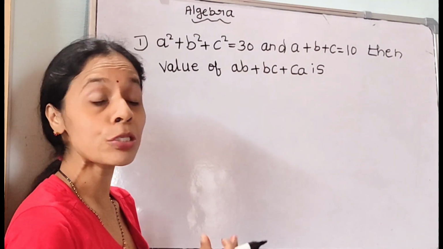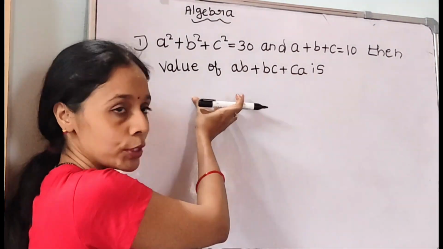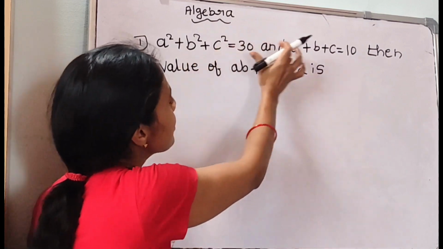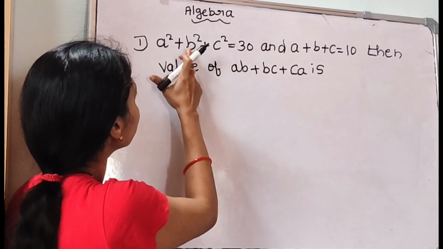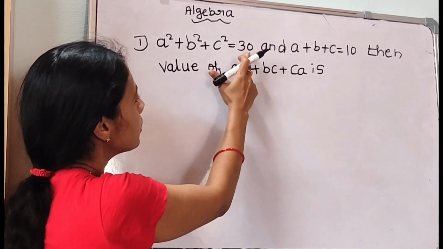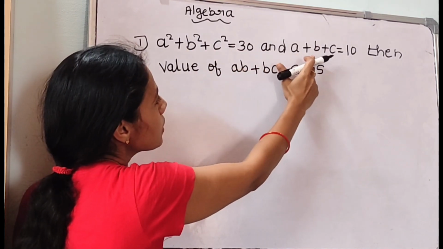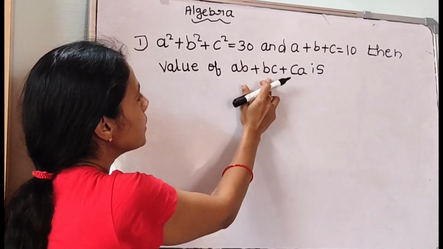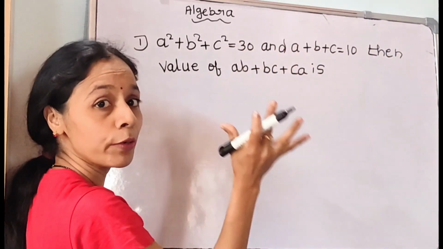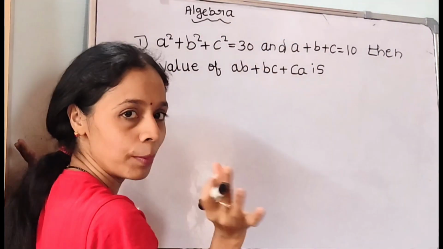Today we will move to solve Olympiad problems, algebraic. How can we solve these types of problems? Consider a square plus b square plus c square is equal to 30 and a plus b plus c is equal to 10. Then what is the value of ab plus bc plus ca? How can we solve these types of problems?